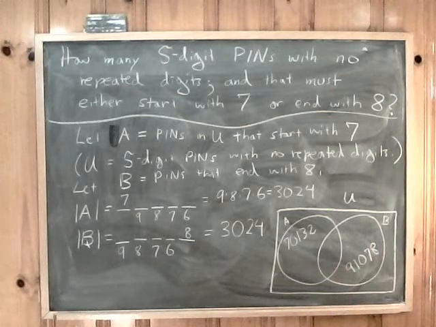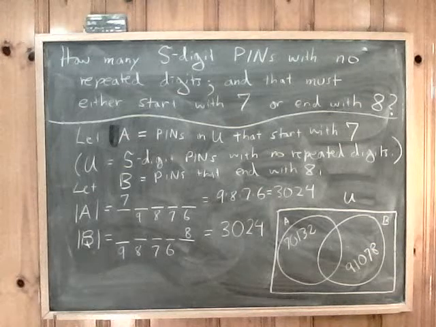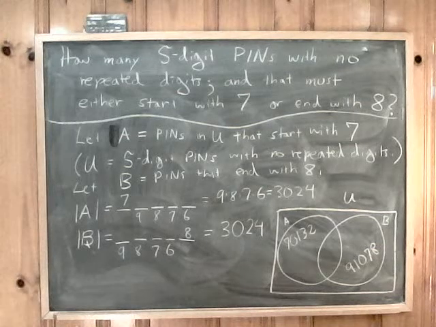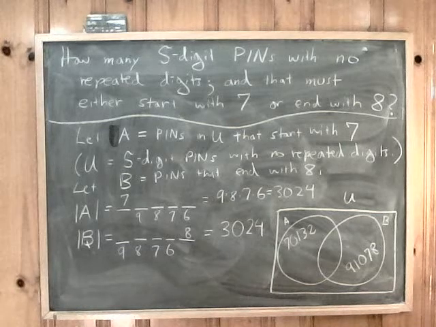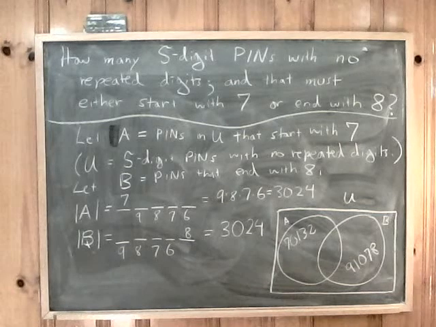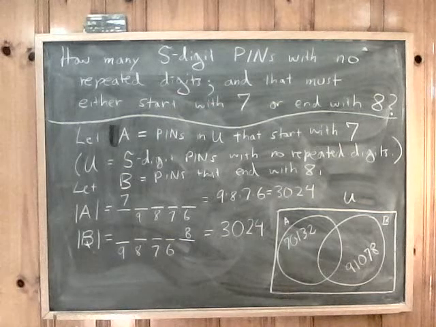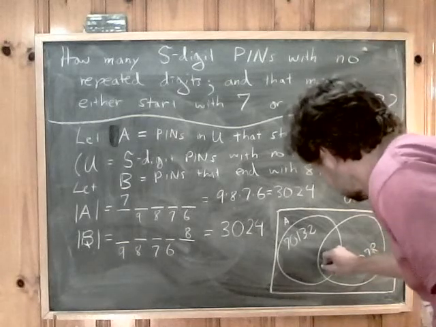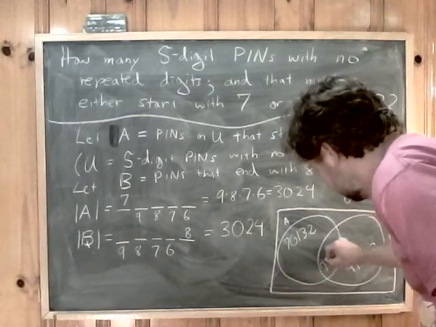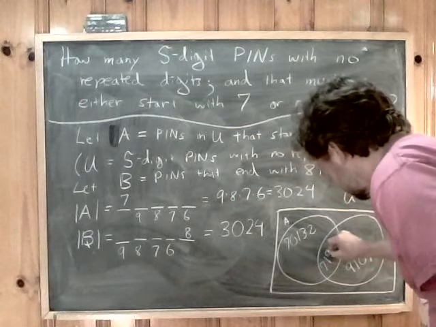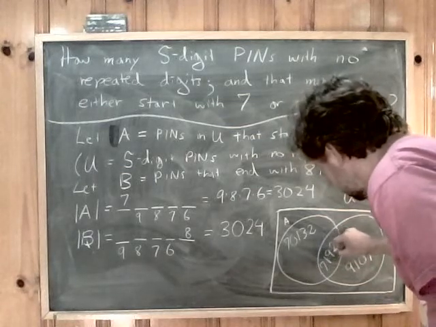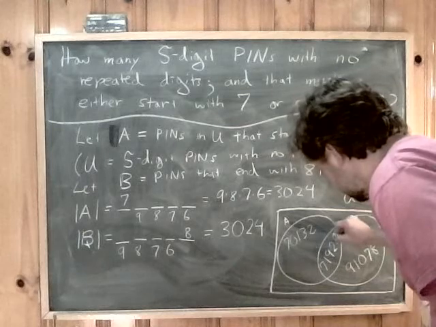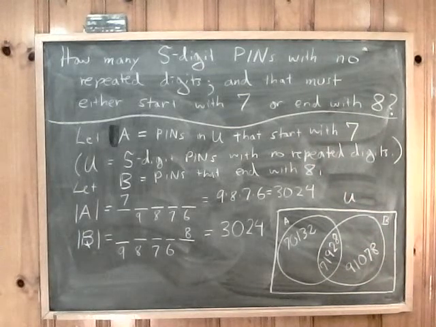And then now you can see what goes in the middle: there are going to be pin numbers that both start with a 7 and end with an 8. And those are fine. The question says they must either start with 7 or end with 8, but that means that they could have both. So this one would be, for instance, 7, 1, 9, 2, 8. All those are valid.